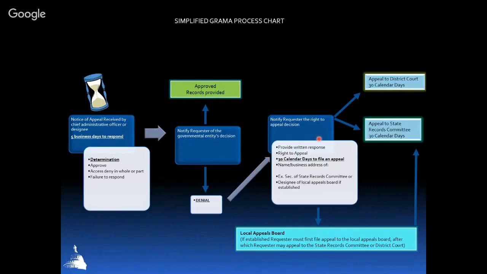Within that notification, you would provide the written response, the right to appeal, 30 calendar days to file an appeal, and the name, business, and address of the Executive Secretary of the State Records Committee, or if it's a local appeals board that they need to appeal to, then you would provide that information. Once they have appealed to the local appeals board and the local appeals board has made their determination, then the requester can appeal to the State Records Committee or the district court, depending on which route they want to go.